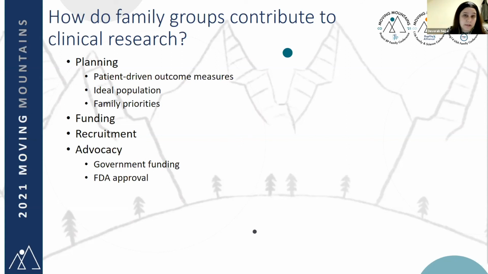Family groups can also help with funding. Many advocacy groups either fund research on their own or contribute funding towards research. Recruitment, like I said before, and then advocacy. Parents like you are a key resource for advocating for government funding for research, for FDA approval when the time comes, and just raising awareness at governmental levels of rare diseases and what their children need to thrive.